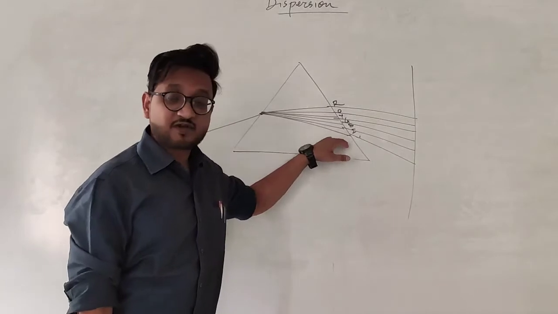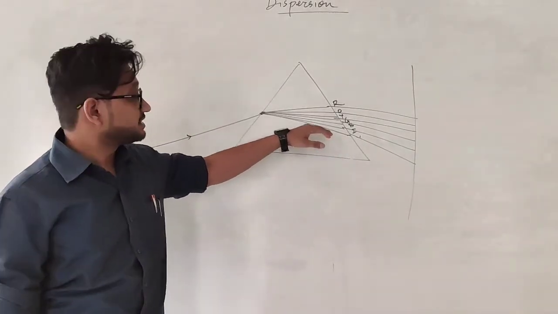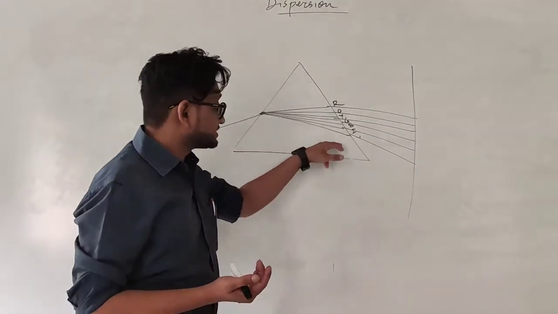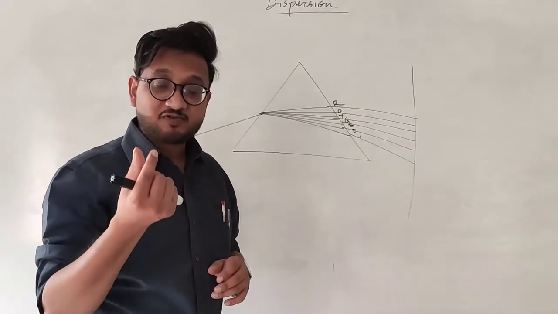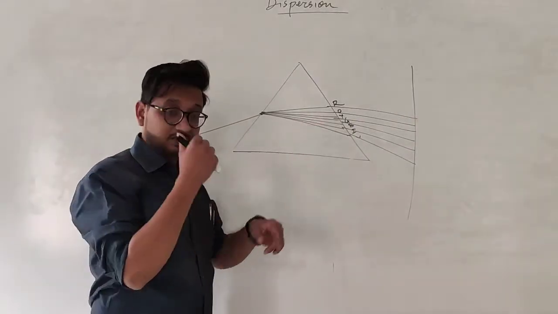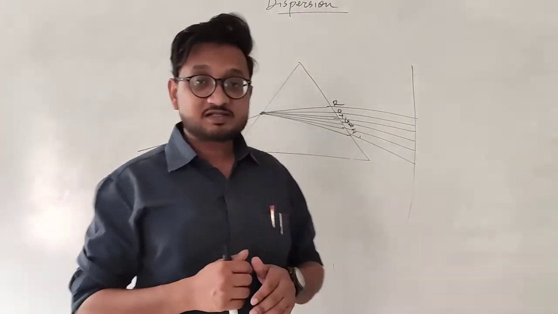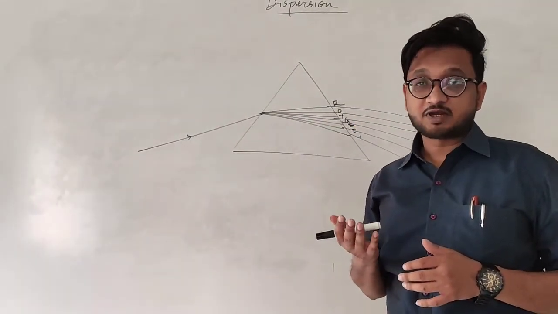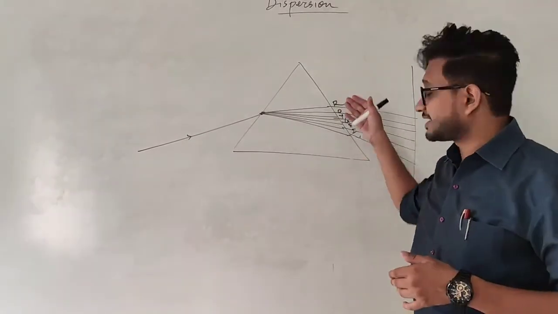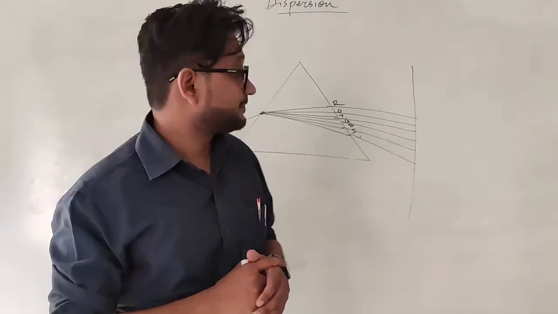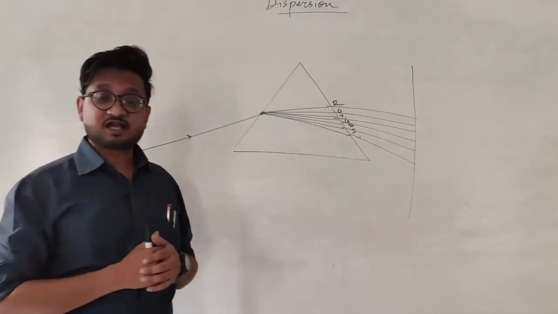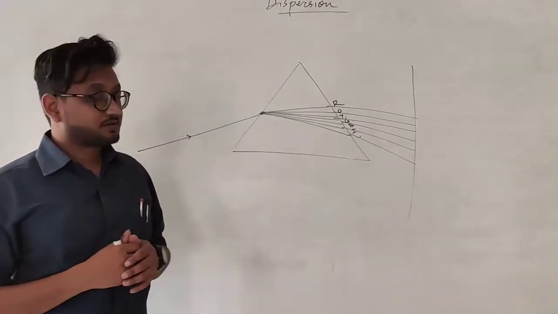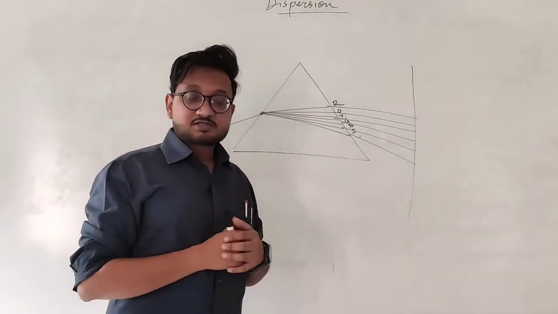Violet color is affected the most when the medium changes. Red color is affected the least when the medium changes. Violet color is affected the most because of its minimum wavelength in this color band, and red color is affected the least because it has the maximum wavelength, the largest wavelength compared to the other colors. Violet color has the least wavelength, that is, maximum frequency. I hope it is clear to you, students. Very easy.